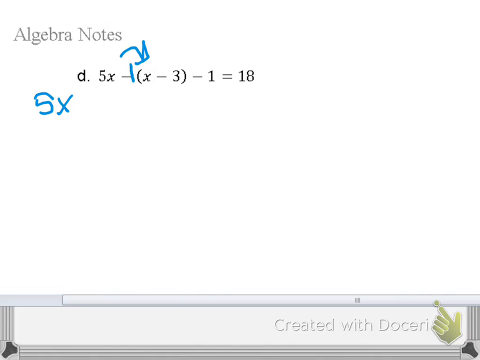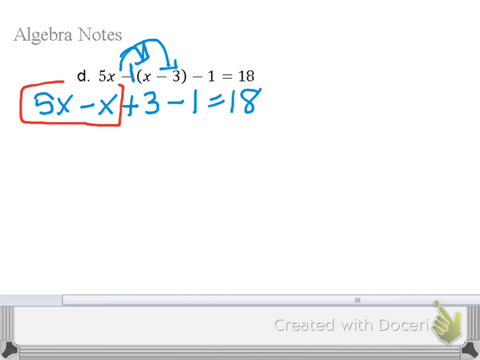Then we're going to distribute this negative sign to the x. So negative 1 times x would be negative x. And then negative 1 times negative 3 would actually be positive 3. Okay, so now we combine like terms and we have 5x minus x. So 5 minus 1 would be 4x. Plus 3 minus 1, which is 2, equals 18.